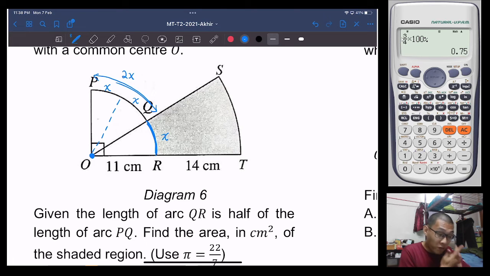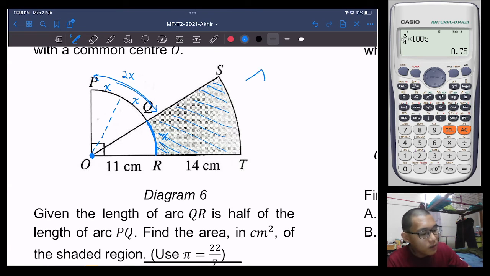Okay, how do we find the area in cm square for the shaded region? This one is the shaded region. How do we find it? Okay, we know that we have the big sector, OST. We can minus the small sector, right? The small sector, OQR, to find the shaded region.